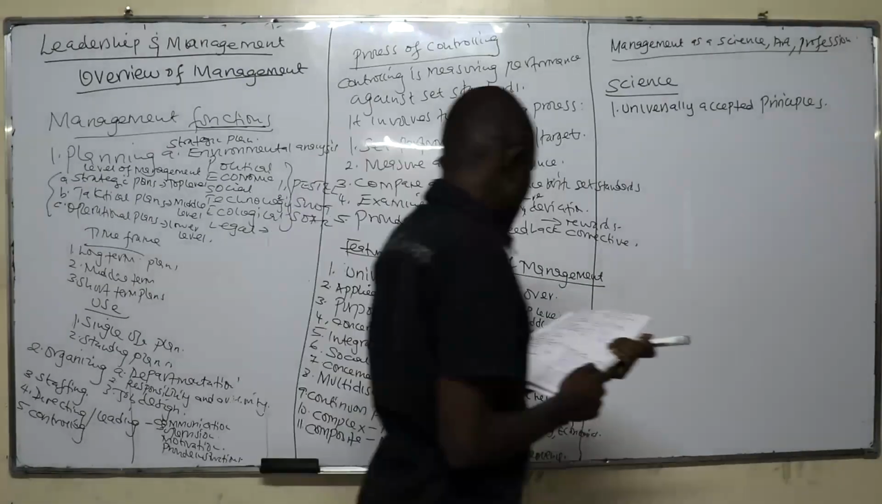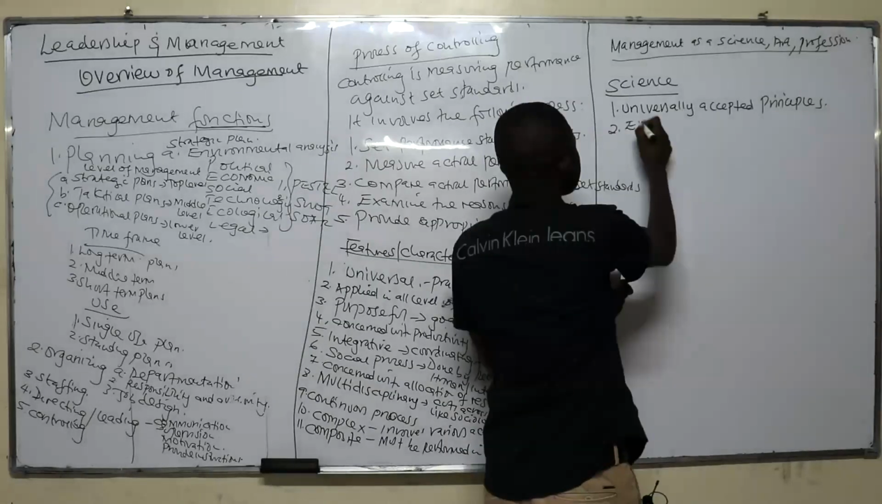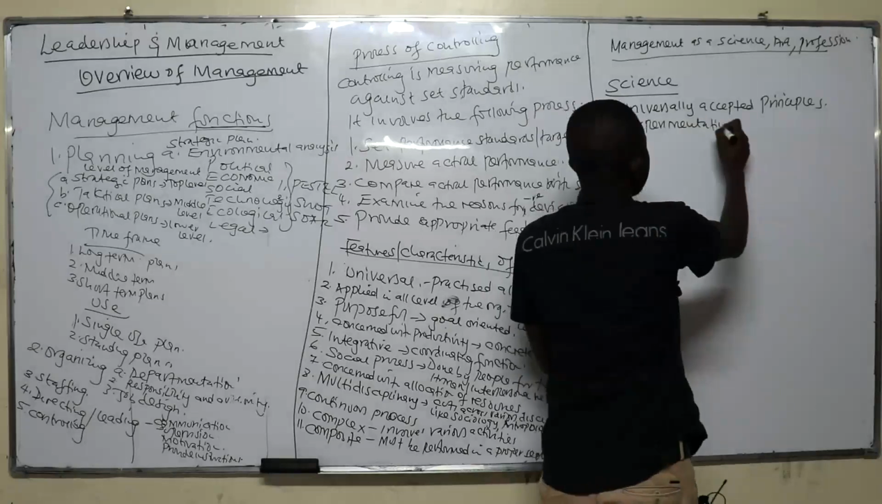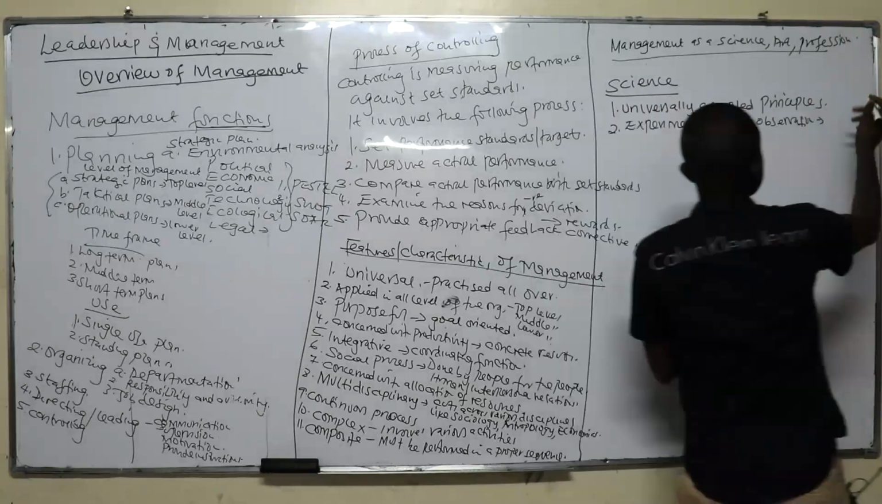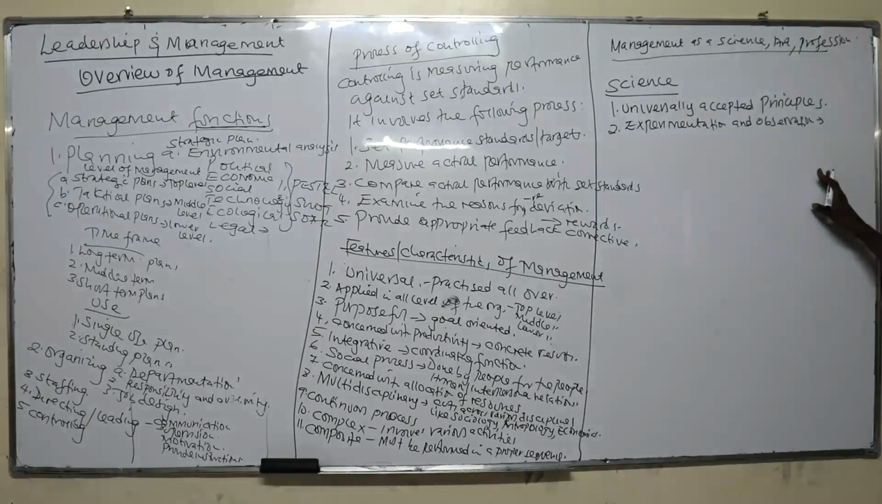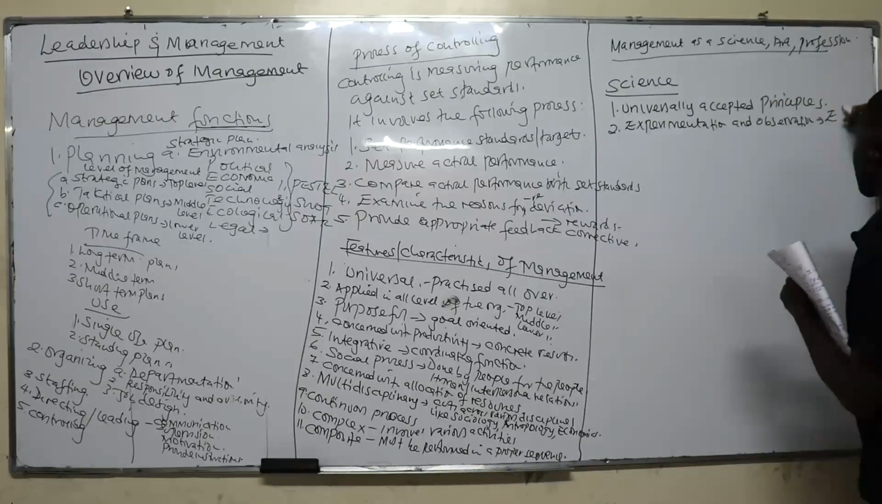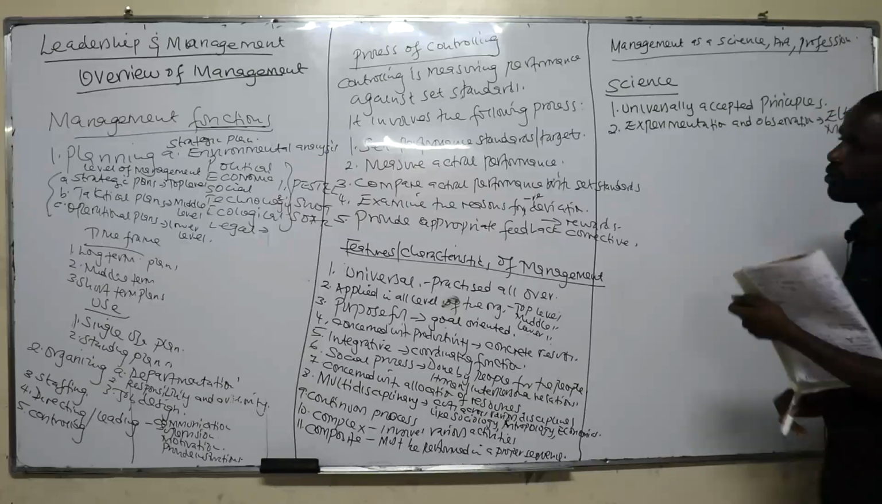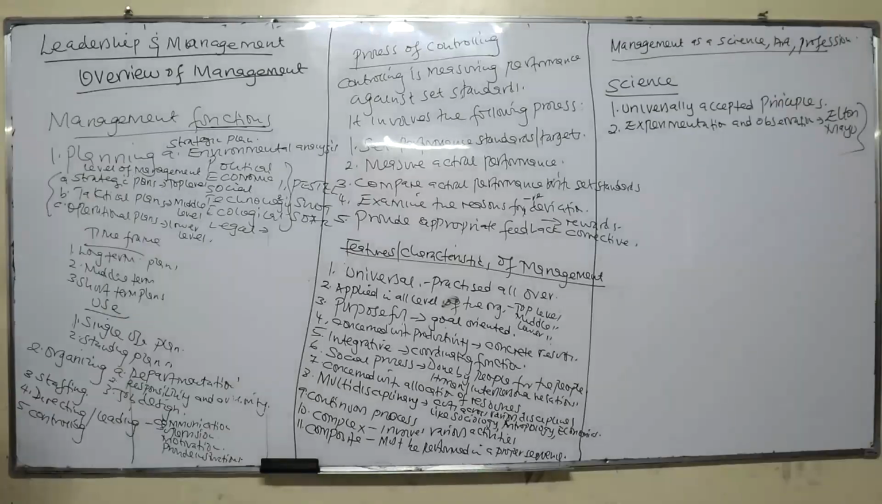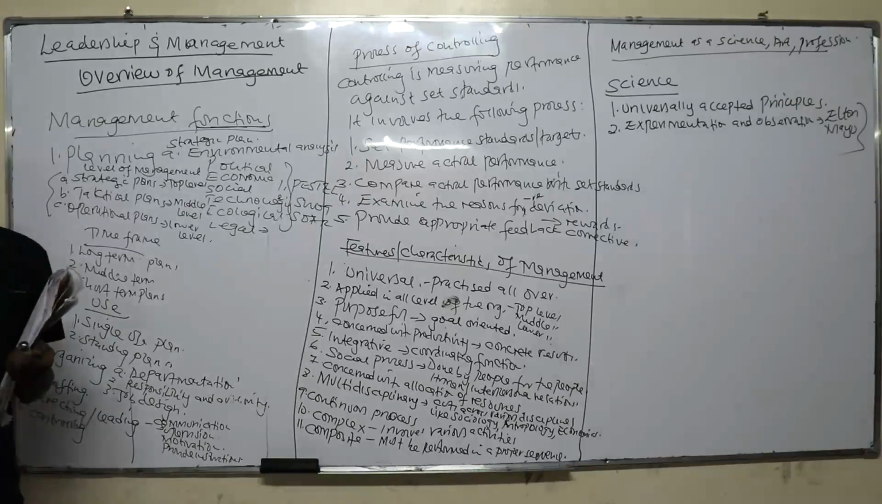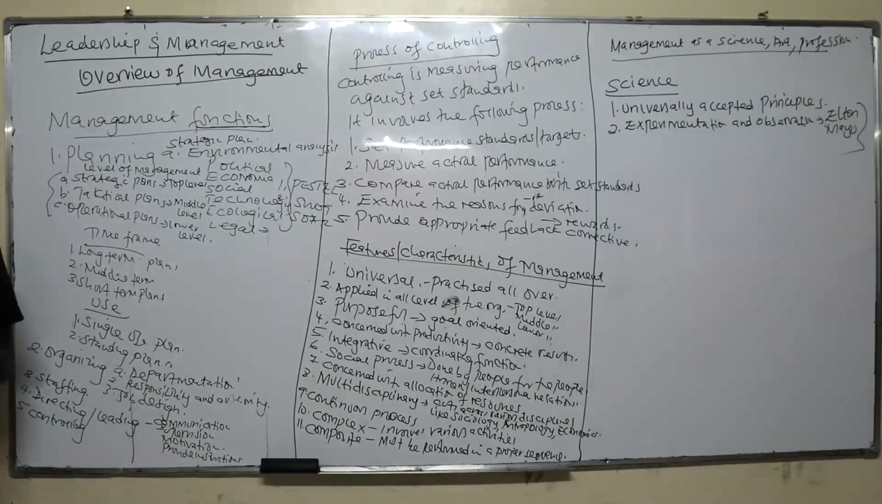Number two, management principles have been developed through experimentation and observation. For instance, there was Elton Mayo. We are going to study somebody called Elton Mayo in topic 2, that is the evolution or development of management thought. In that experimentation, he put a group of women in a well-lit room, and another in a dim-lit room, and he was examining how the physical working conditions can affect the productivity of the employees.